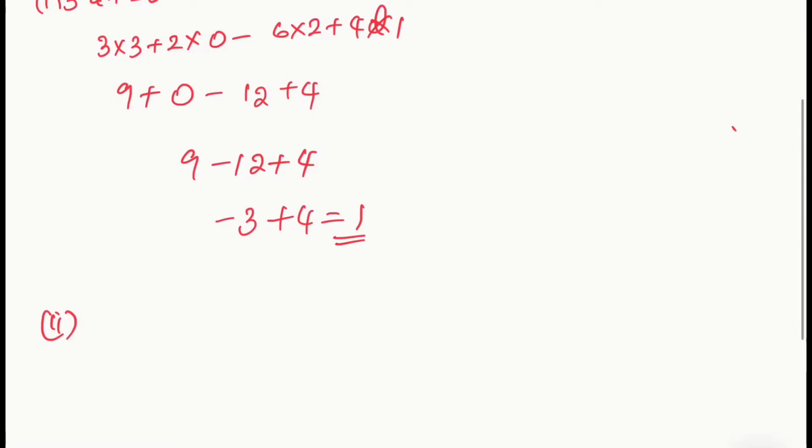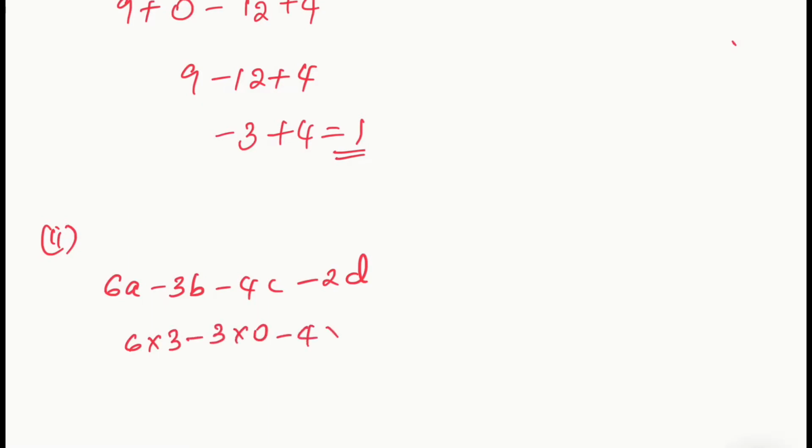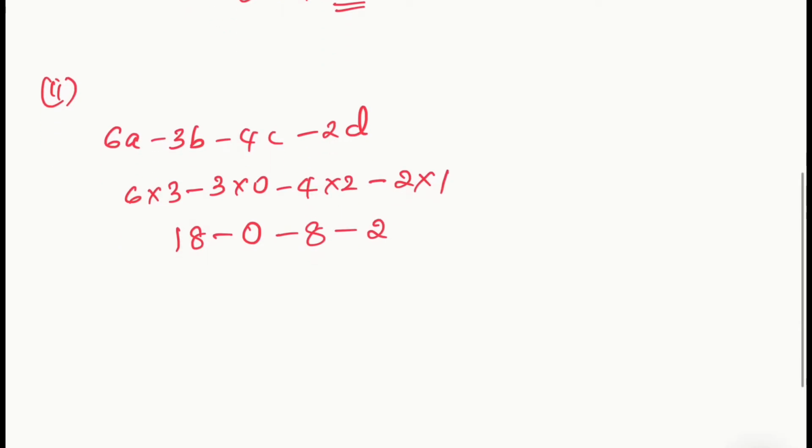Coming to the second question, we have 6A minus 3B minus 4C minus 2D. 6 into 3 minus 3 into 0 minus 4 into 2 minus 2 into 1. So 18 minus 0 minus 8 minus 2. 18 minus 8 will give you 10. 10 minus 2 is 8.